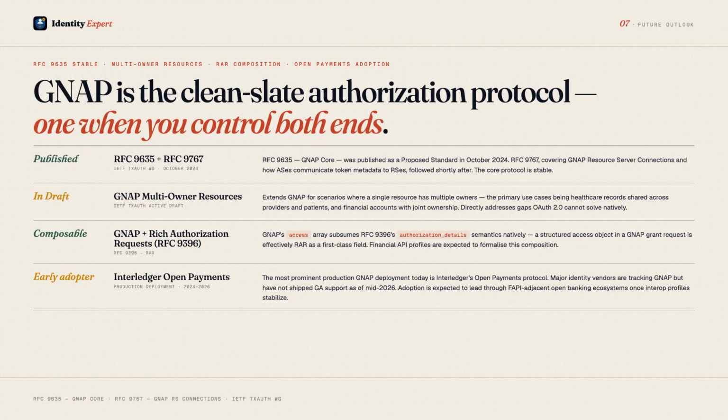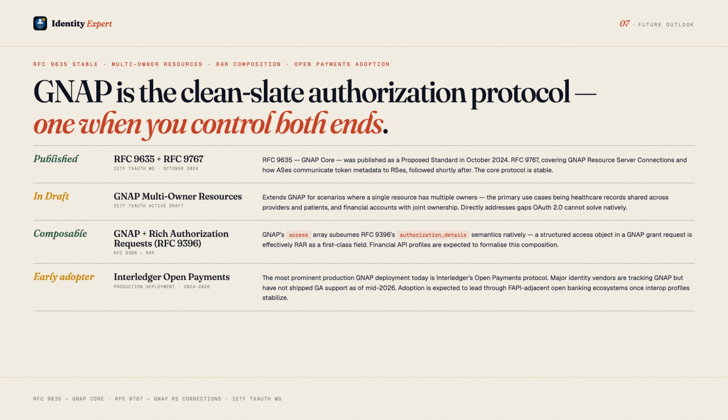Four developments are shaping where GNAP goes from here. First, RFC 9635, the GNAP core specification, was published by the IETF TXAUTH working group in October 2024 as a proposed standard. RFC 9767, covering GNAP resource server connections and defining how authorization servers communicate token metadata to resource servers, followed shortly after. The core protocol is stable.